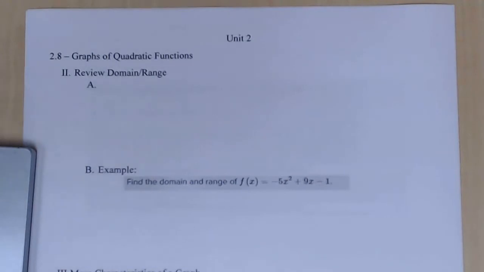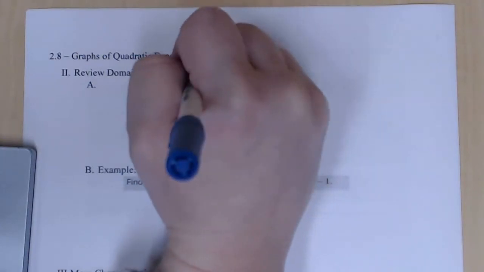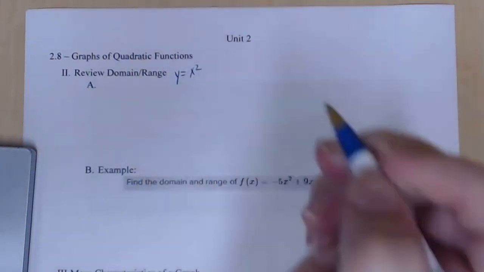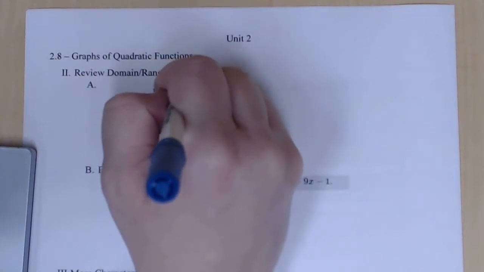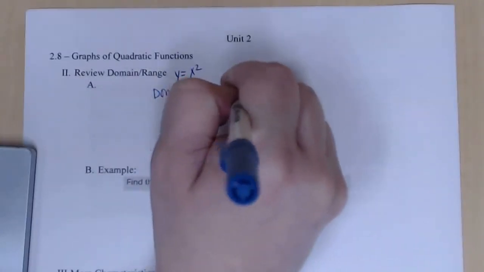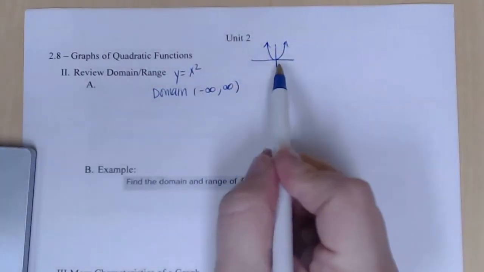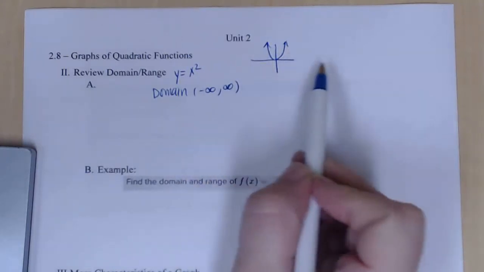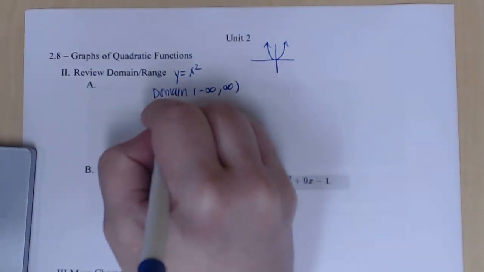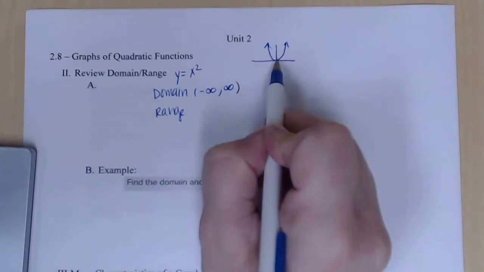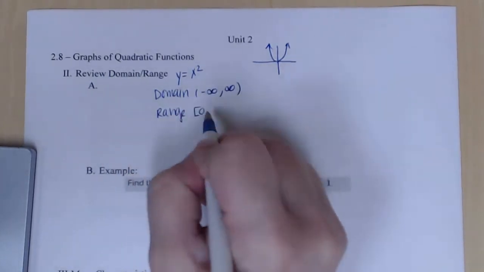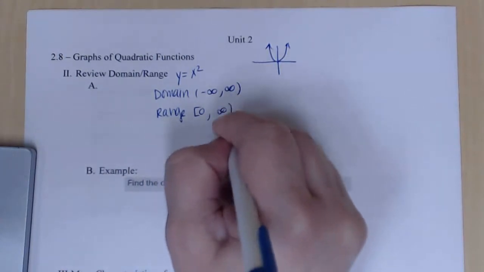We spent a whole section on domain and range, and we looked at all the different parent functions and what their domain and ranges would be. And so if you remember, the parent function, just y equals x squared, it had a domain of negative infinity to infinity. You can see from the graph of that parent function that it's going to get wider and wider and wider, so there's no x values we're not going to use. And then we talked about the range being from right here where it starts, so 0, and we're going to include 0, to positive infinity.